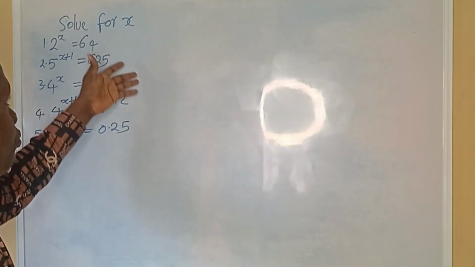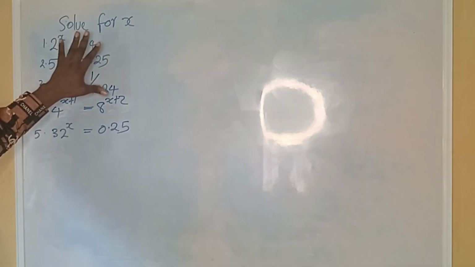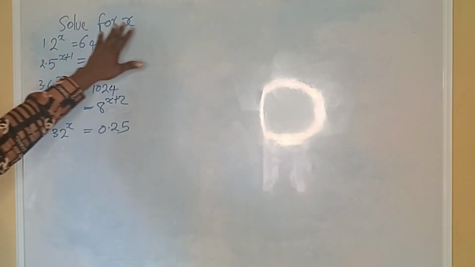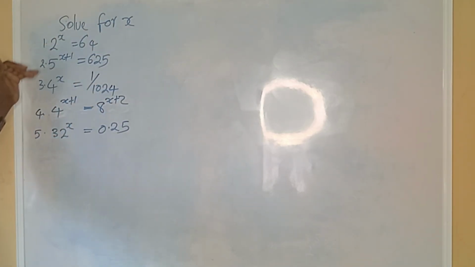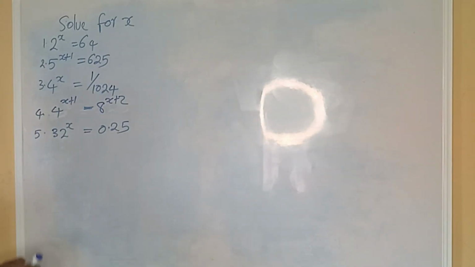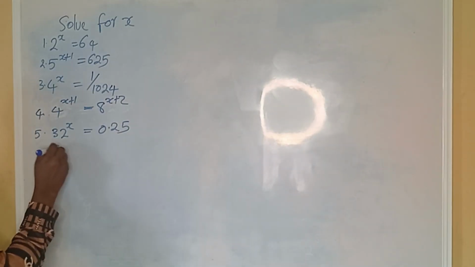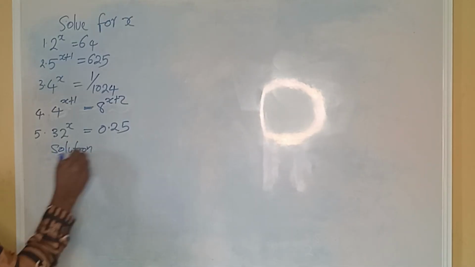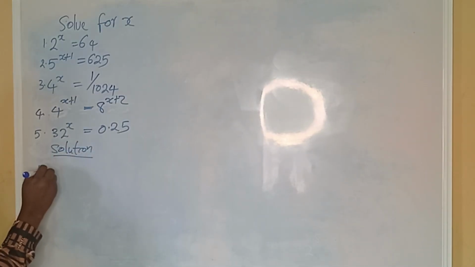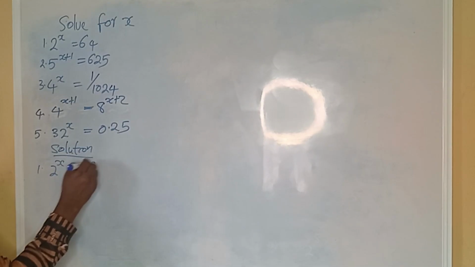So here are the examples that we are going to be solving. It's a solve for x, and we have number 1, number 2, number 3, number 4, and number 5. So let's solve them one after the other. So we have the solution. Number 1 says 2 raised to the power of x is equal to 64.